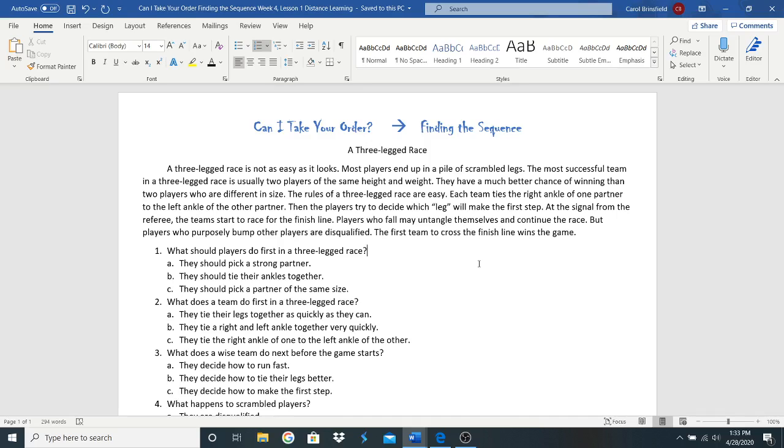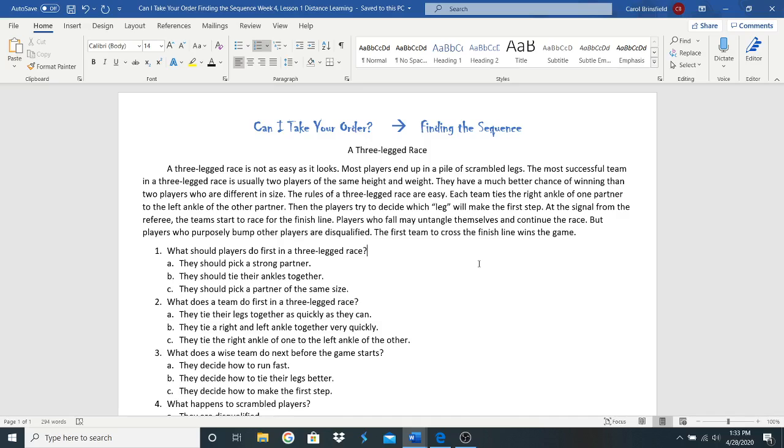The rules of a three-legged race are easy. Each team ties the right ankle of one partner to the left ankle of the other partner. Then the players try to decide which leg will make the first step. At the signal from the referee, the teams start to race for the finish line. Players who fall may untangle themselves and continue the race, but players who purposely bump other players are disqualified. The first team to cross the finish line wins the game.